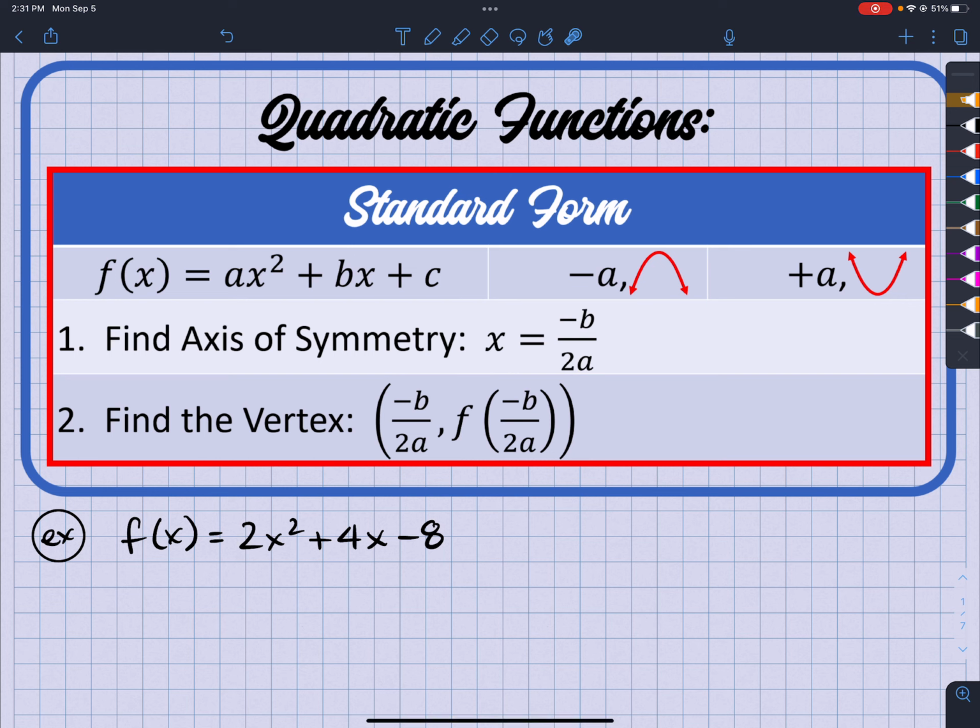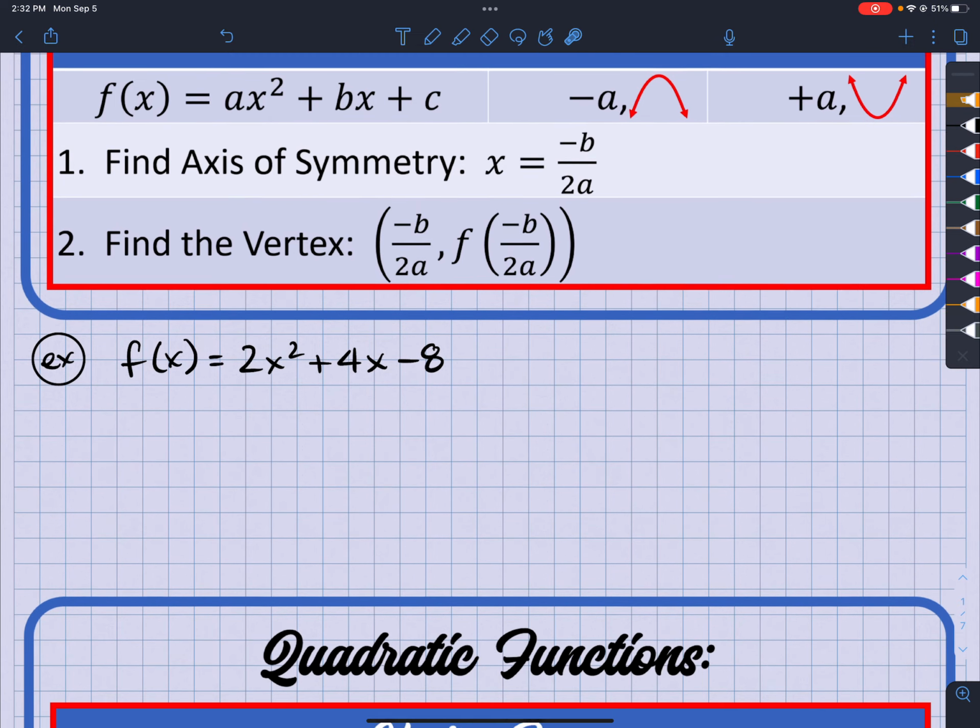So no matter what form you're given in a quadratic function, we need these two pieces of information: the axis of symmetry and the vertex. With standard form, one way to do it is to actually use formulas to figure out what the axis of symmetry is and what the vertex is. All right, so let's go ahead and show you that way.